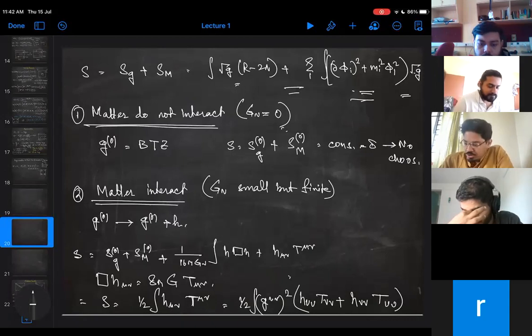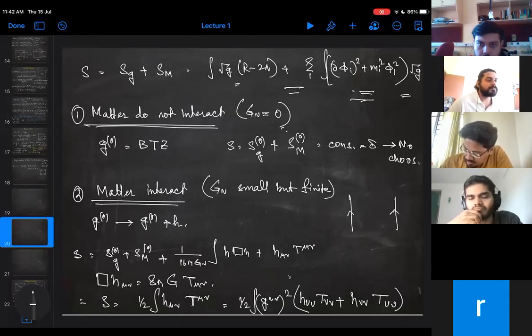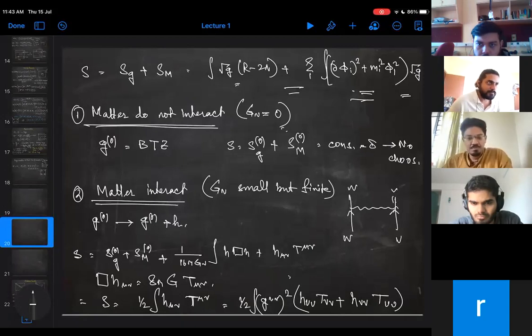Okay. So roughly the picture is something like this. This is your W particle, this is your B particle. One emits a graviton, the other couples with it, and vice versa. So this is the interaction that we are looking at. Now we have to compute this HUU and HVV to compute this delta.